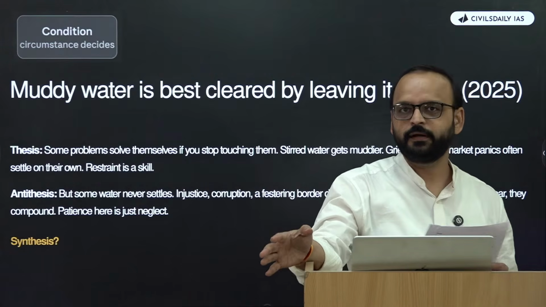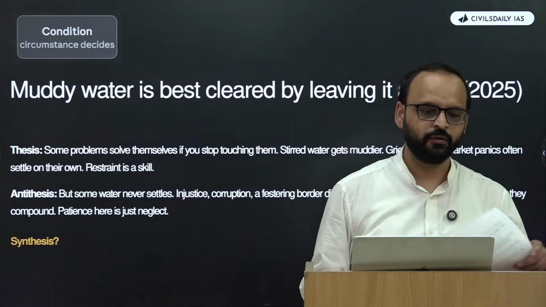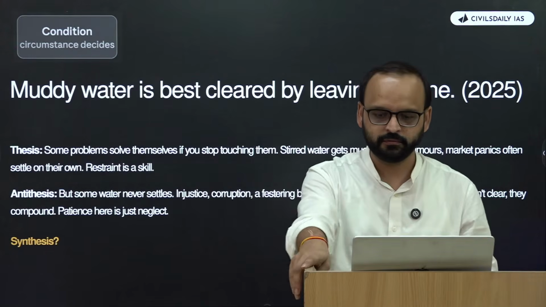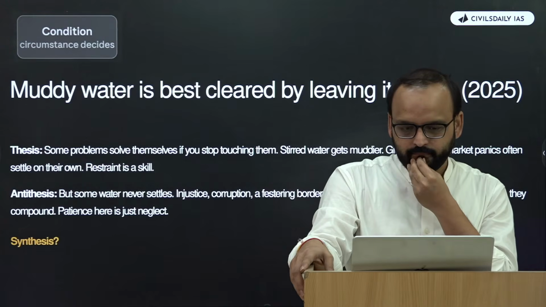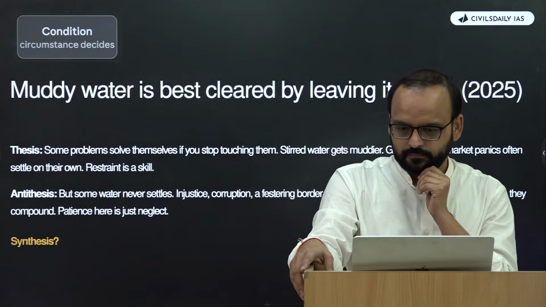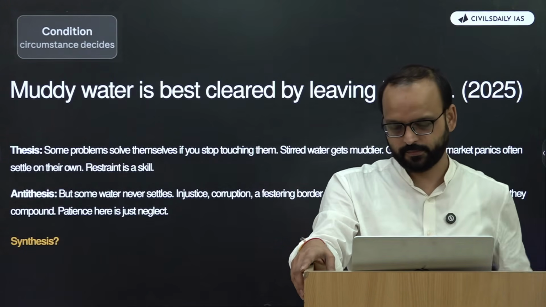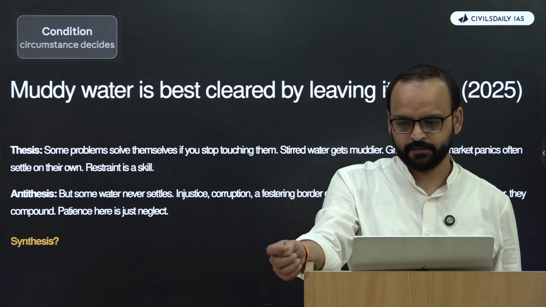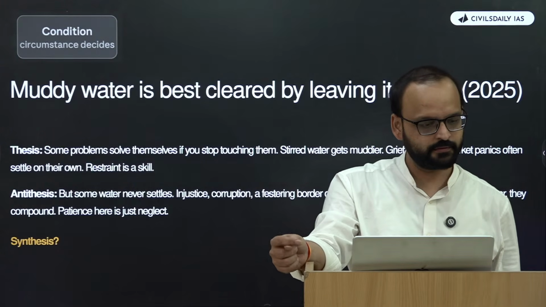And think simple. And the answer already lies in this thesis and antithesis lines. Think very simple. Or a better question, let me ask: what decides whether you should go for stirring the pot or should you leave it alone? This, Karthik, is thesis. Okay, it's not synthesis.